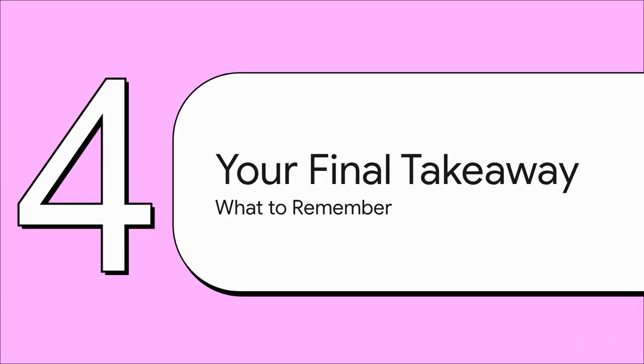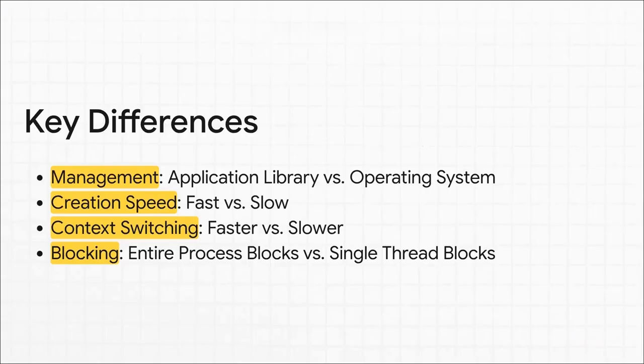All right, we've covered a lot of ground. So what's the big takeaway here? Let's boil it all down to the essentials. If you only remember one thing from this whole explainer, make it this slide. The difference really boils down to 4 key points. First, who's in charge? Management. Is it the application library or the operating system? Second, speed. User level is way faster for creation and switching, no contest. But third, and this is the absolute deal breaker, blocking. A user level thread can block the entire process. A kernel level thread only blocks itself. That is the fundamental trade-off you always have to think about.